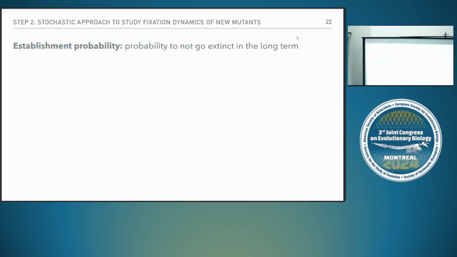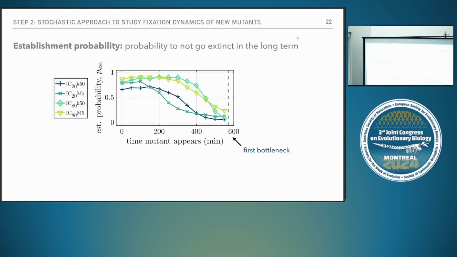So the first thing that we calculated was the establishment probability. So this is the probability to not go extinct in the long term, so to establish in the population. And this is what we obtain. So we do this as function of the time at which the first mutant appears, before the first bottlenecks, let's say.